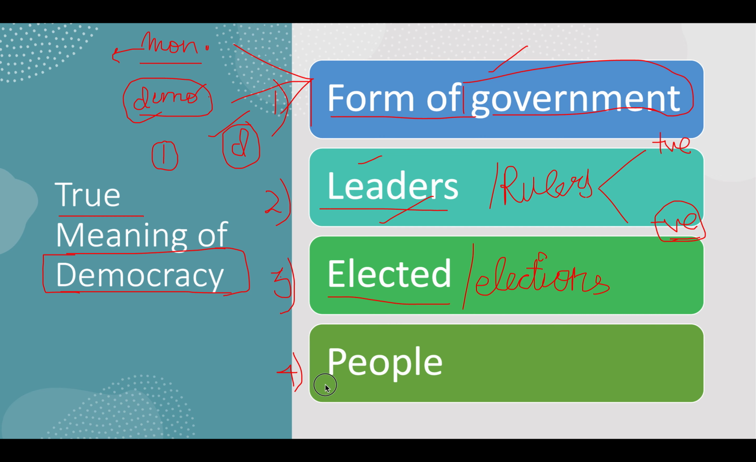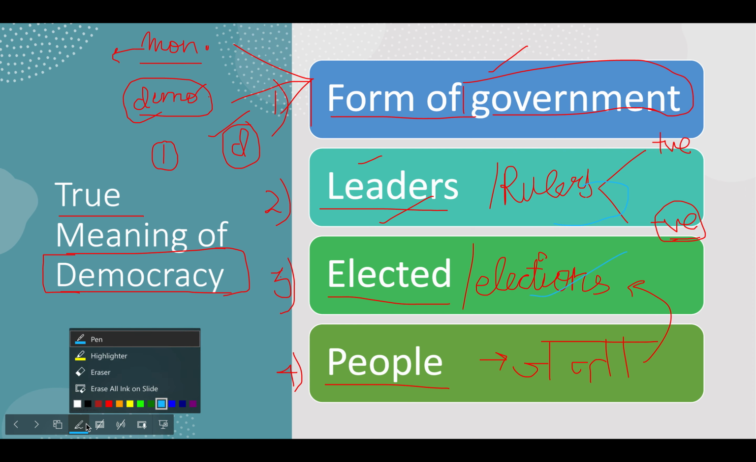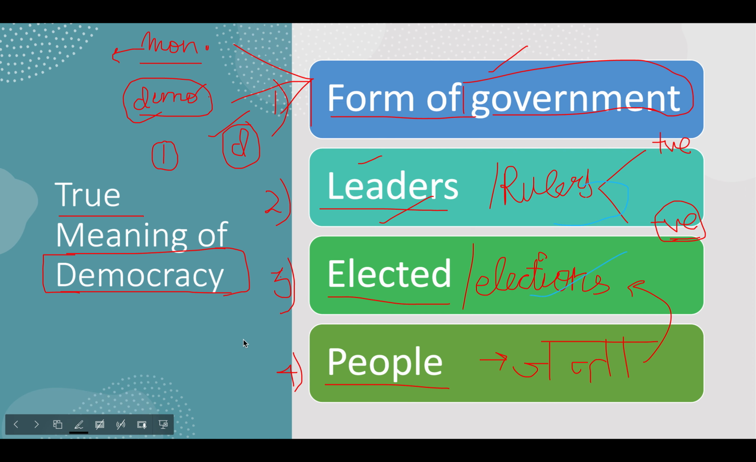And we people, also referred to as janta, are the ones who are going to perform the elections, and we are the ones who are going to elect the leaders as well. So people are the main core and the heart of democracy.